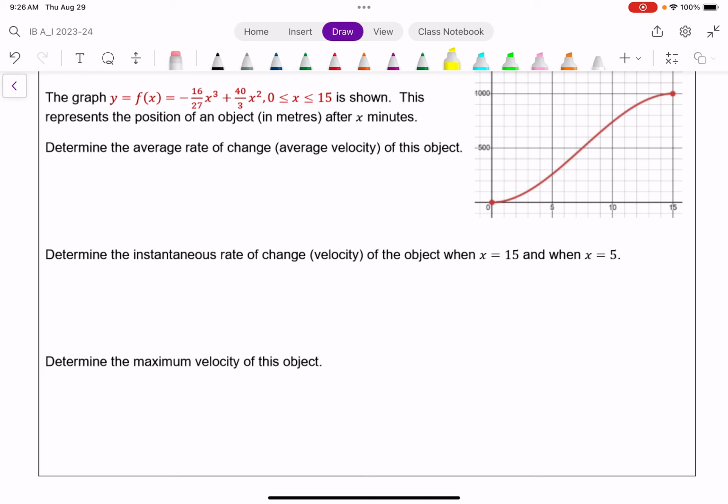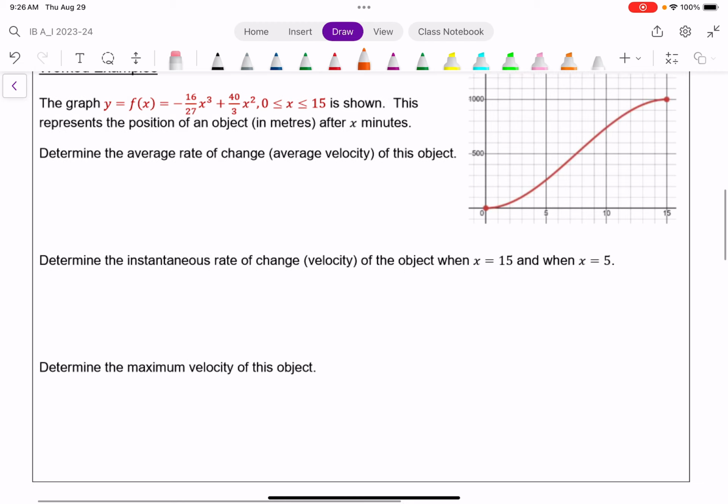All right, so first, if I want to find the average rate of change, the average velocity of this object over this period, well, that means I don't need any calculus. I just need our knowledge of linear functions, which is the average rate of change, the average velocity is just the slope from the beginning to the end. And so I can imagine just what's the slope of this secant line here. And that will be the average rate of change.